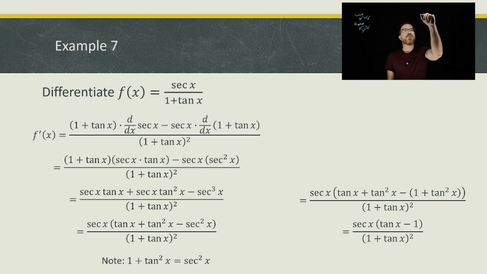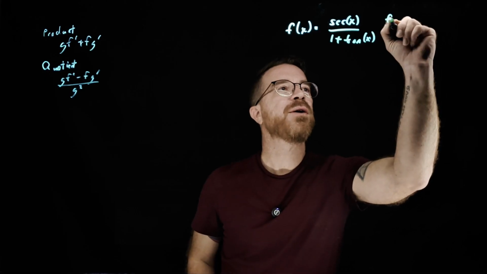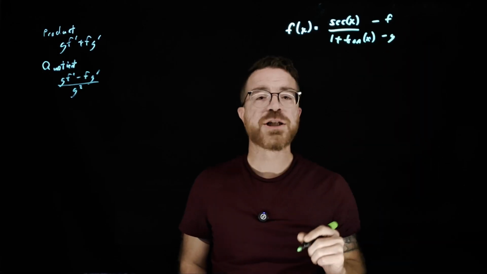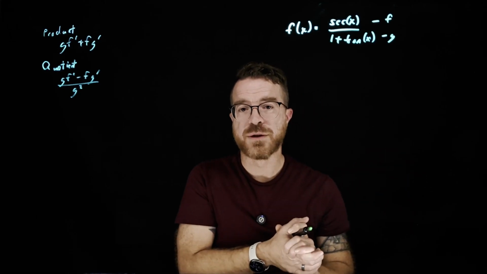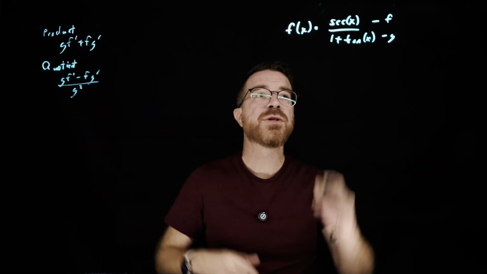For our last example, I have the function f of x, which is equal to secant of x divided by 1 plus tangent of x. So we're still going to be using our quotient rule, where this is going to be our f term, this is going to be our g term, but now we're using some of our trig identities that we looked at earlier. So first things first, leave g alone.